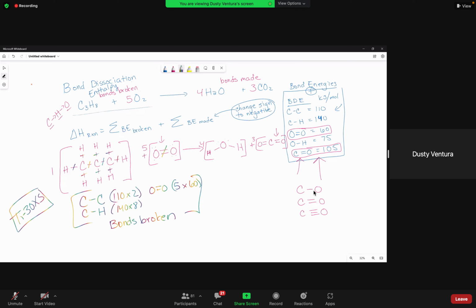Stop doing that. 110 times 2 plus 140 times 8 plus 5 times 60. 1640? Okay, let's go through the bonds formed on the right. These kind of questions is where your terrible obsession with colored pencils and pens comes in clutch. So we've got oxygen-hydrogen, twice times 4, that's 8. That's a total of 8 oxygen-hydrogen bonds.